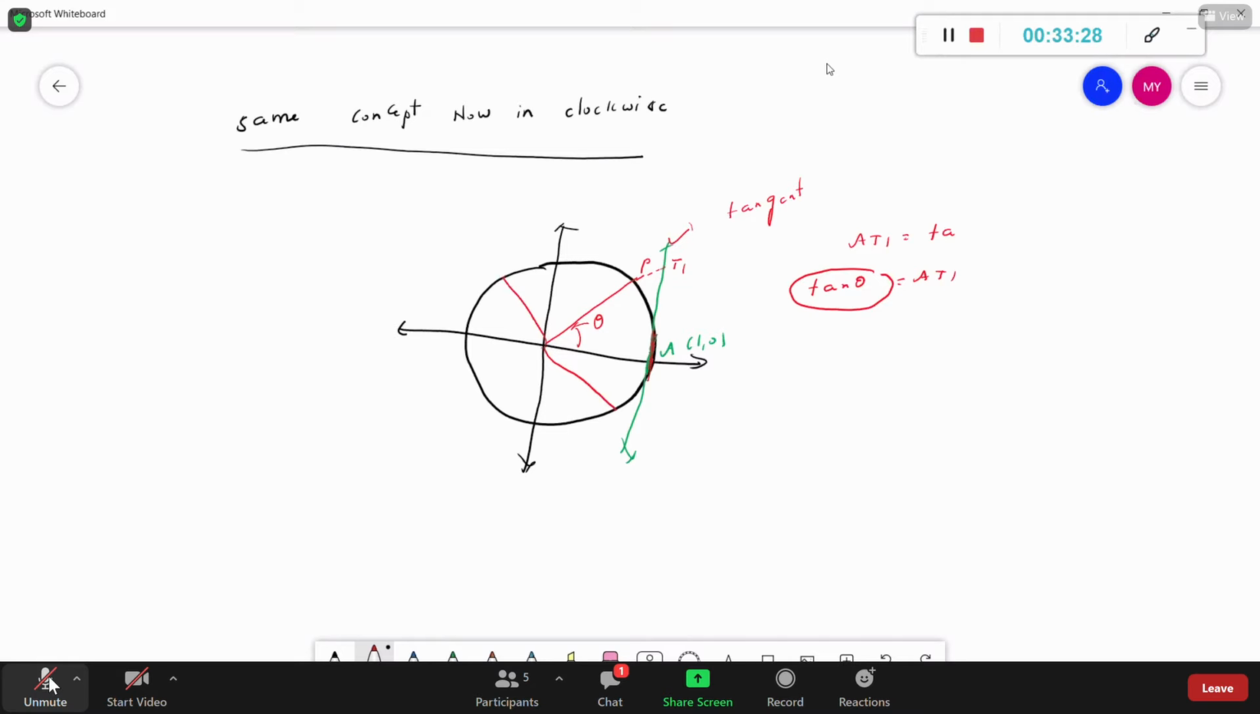Okay. So the tangent can be drawn at any point on the circle, touch only. You can draw at any point, at any angle. So this is the definition we have for tan theta.